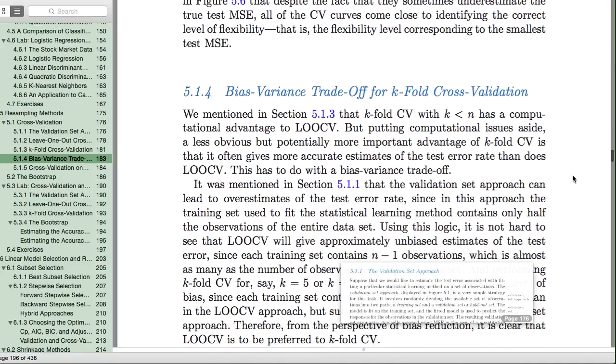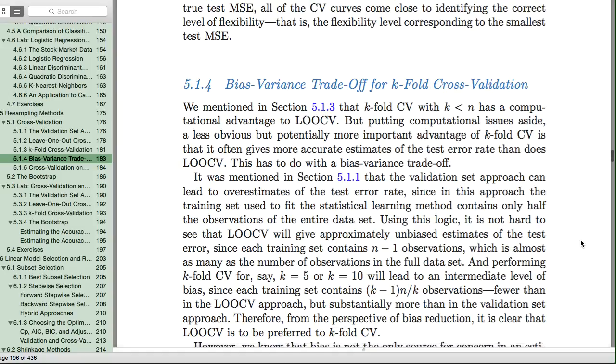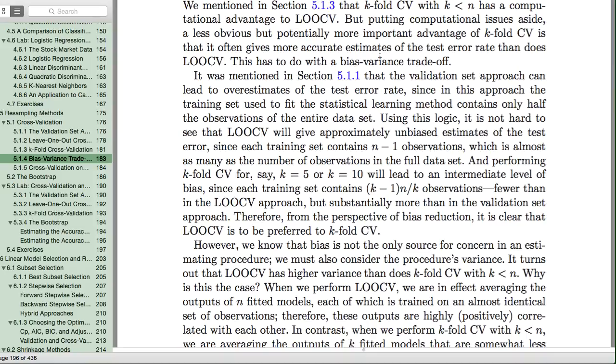Now, in addition to the computational advantage, there is a bias-variance trade-off advantage to using 5 to 10-fold over leave one out. And it's described here that using k equals 5 or k equals 10 will lead to an intermediate level of bias. So this is a better situation in the trade-off.